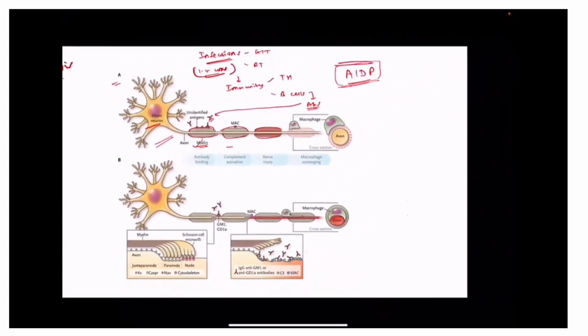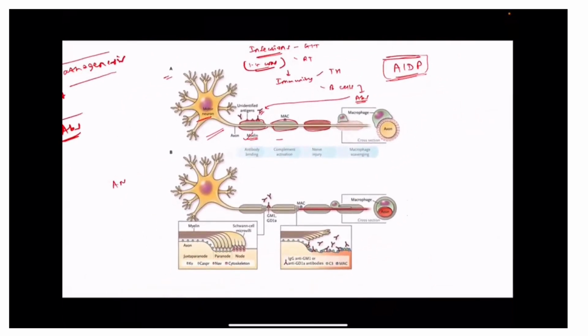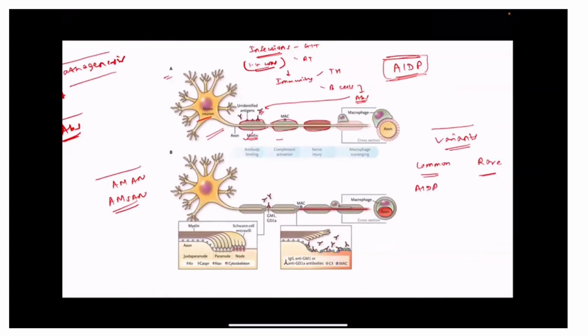Now we are going to discuss two other common variants of GBS, known as AMAN and AMSAN. It is very important that you know the variants of GBS, which they'll ask you in all your exams. There are some common variants and some rarer variants, which we'll also discuss in the subsequent slides. Common variants are AIDP, that is, acute inflammatory demyelinating polyradiculopathy. Then there is your AMAN.